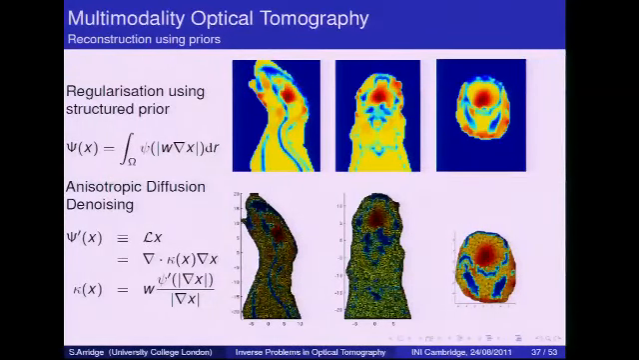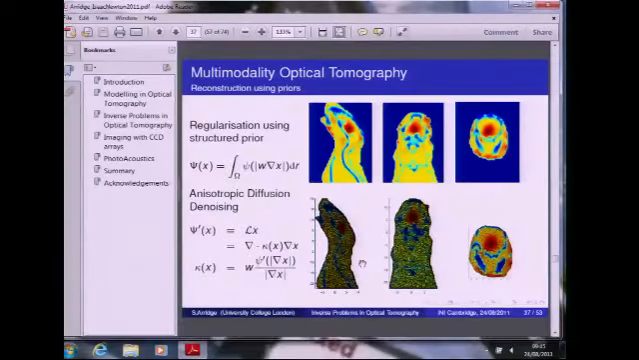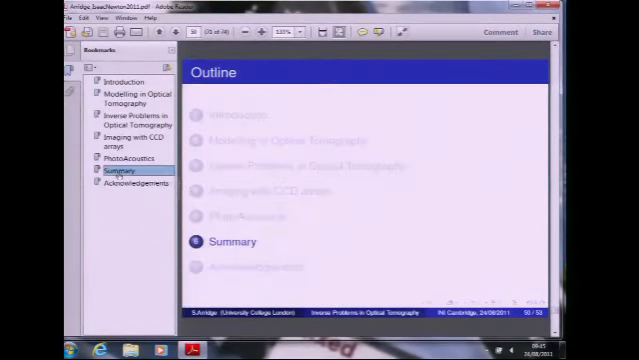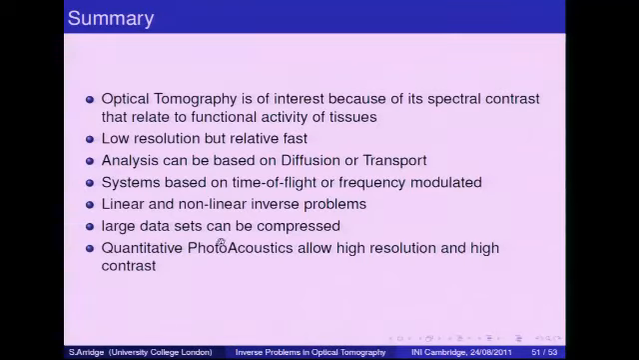So now I have gone a bit too slowly, so I'll just go to the end. So the main interest in optical tomography is because of the spectral contrasts that relate functional activity of tissues. It's low resolution, similar to EIT, but relatively fast. Most of what I showed here was based on the diffusion equation, but the transport equation is an alternative, and there's a long debate which I won't be able to go into here about the relative merits of those. It's quite a difficult topic.